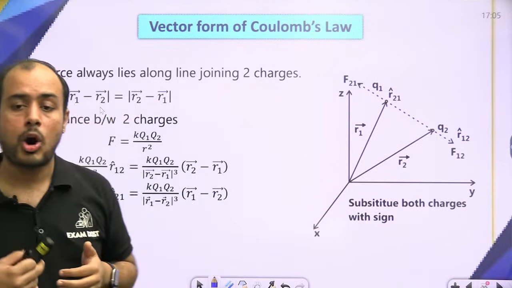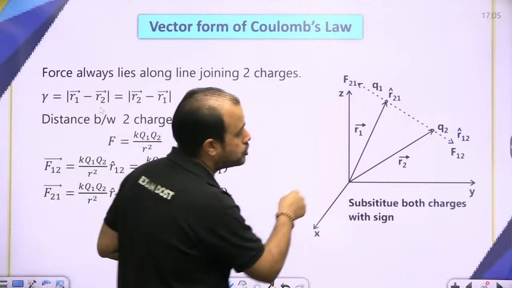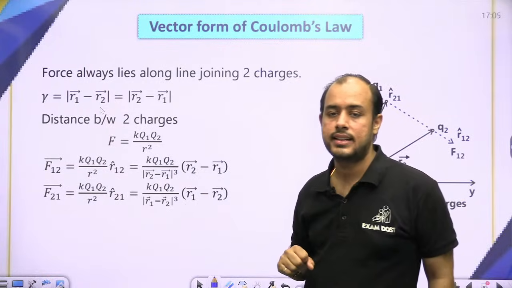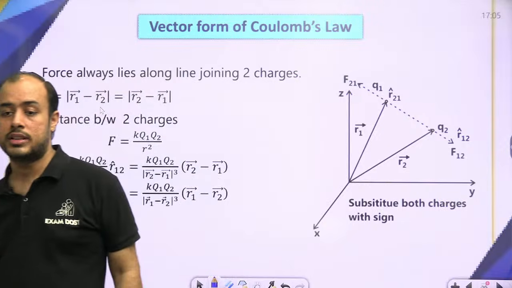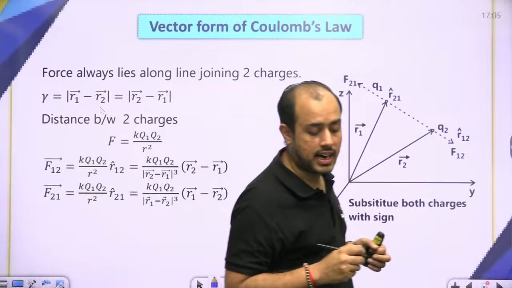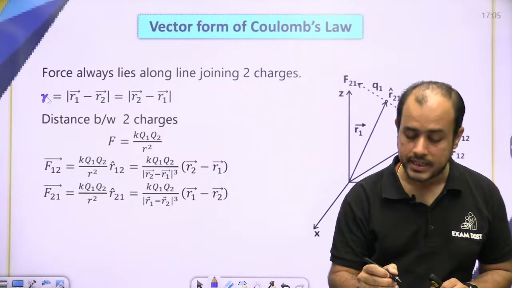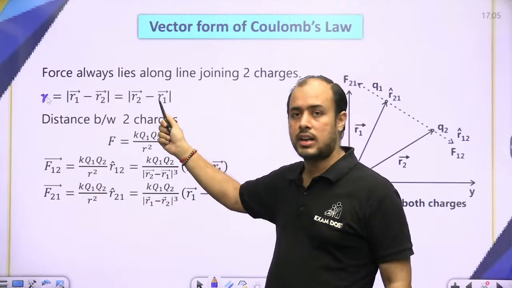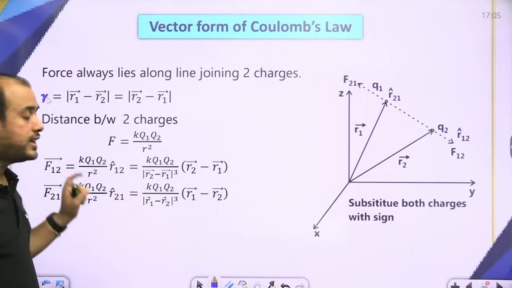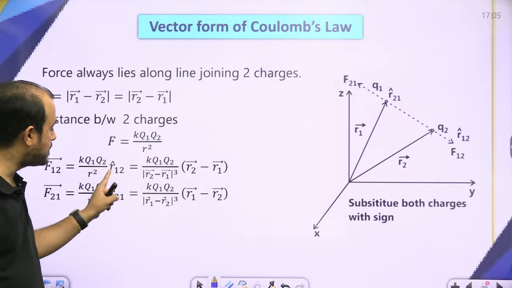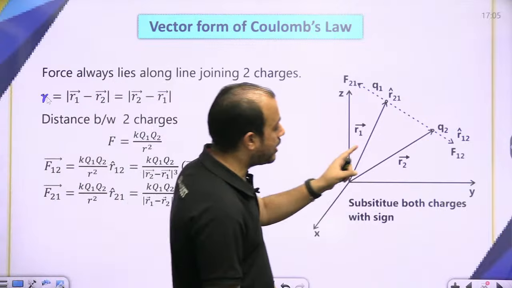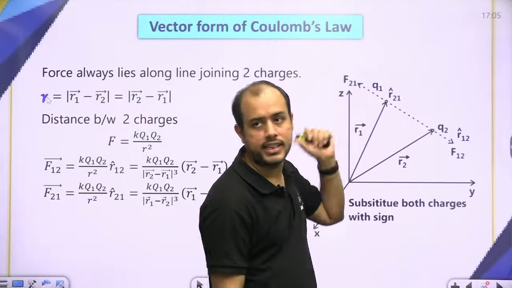And what did Coulomb observe, beta? Coulomb said if you join the two charges by a line, the force will always act along this line. So the distance between the charges is the magnitude of the displacement vector, mod R1 minus R2 or R2 minus R1. Okay, so this is the magnitude of the force. If I talk about F12, F12 is parallel to R12. So R12 is the direction. What is R12? R12 is R2 minus R1 by magnitude.